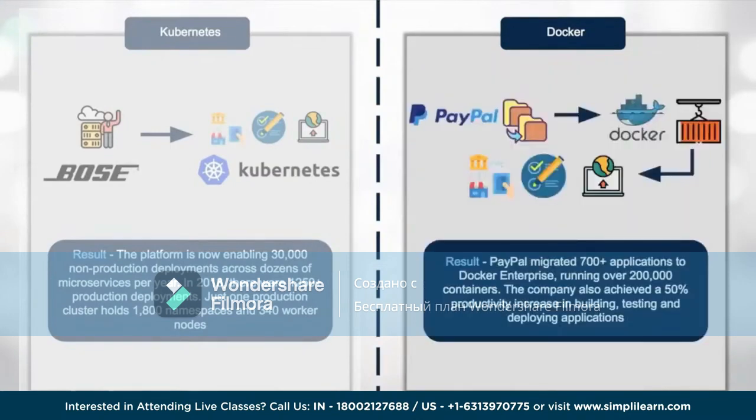The net result is that PayPal was able to migrate over 700 applications into Docker Enterprise, which consists of over 200,000 containers. This ultimately opened up a 50% increase in availability for being able to add in additional time for building, testing, and deploying of applications. Just a huge win for PayPal.